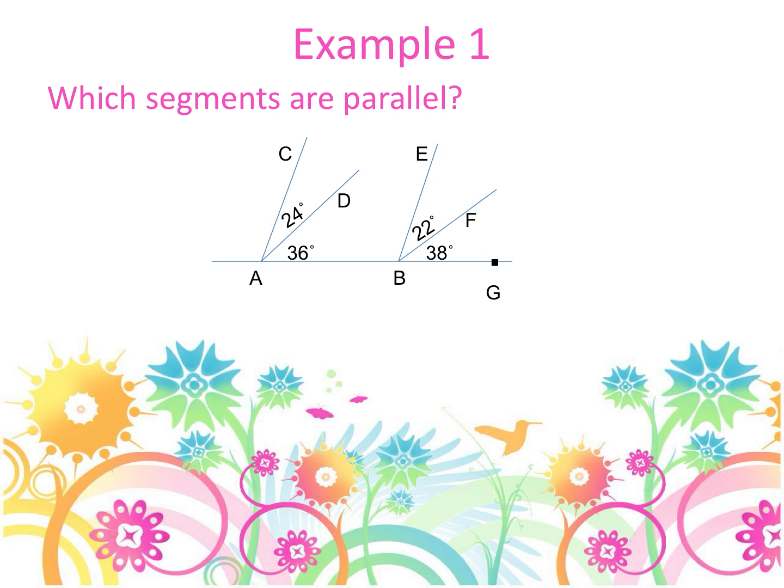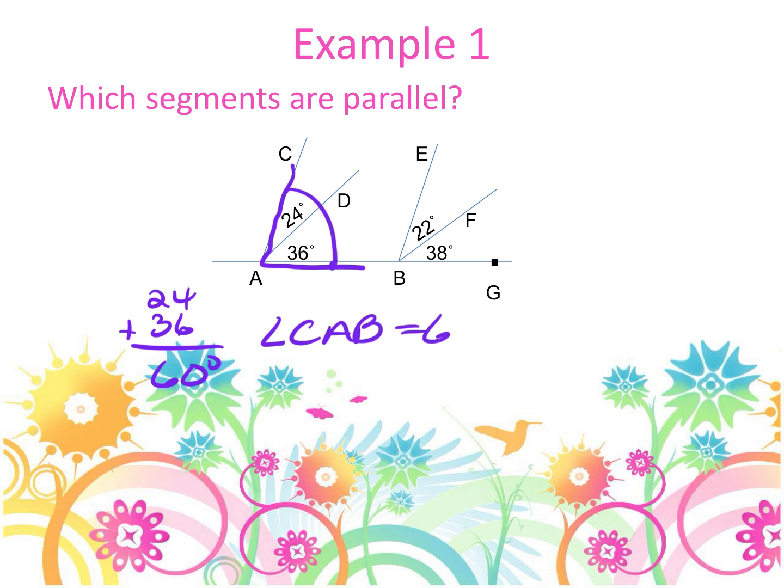Notice all of my numbers are different. But what if I reach back to chapter 1 and use my angle addition postulate and add up the 24 and the 36, and I get 60. So now this angle, CAB, is equal to 60 degrees. And then if I do the same thing over here and add up 22 plus 38, I also get 60. So now I actually have some congruent angles.